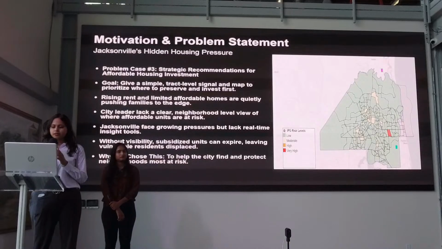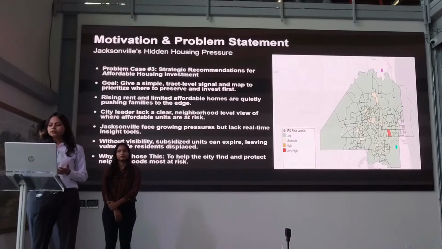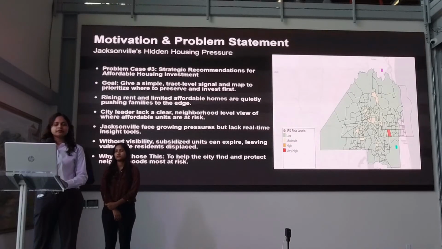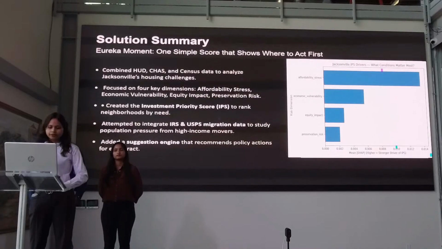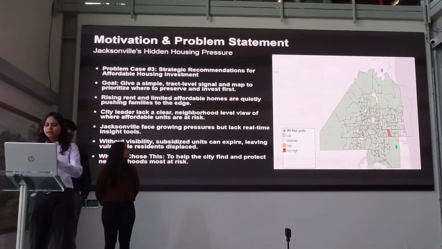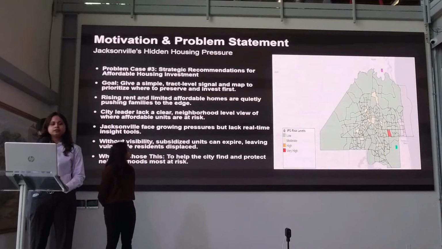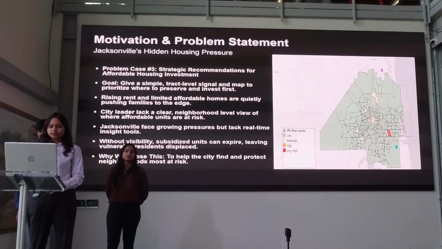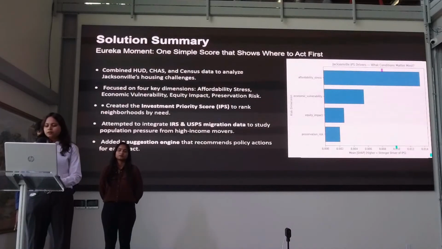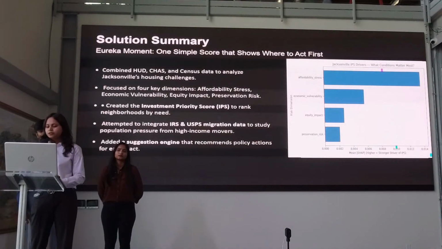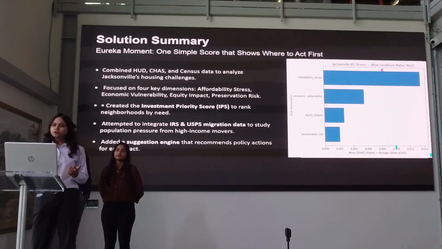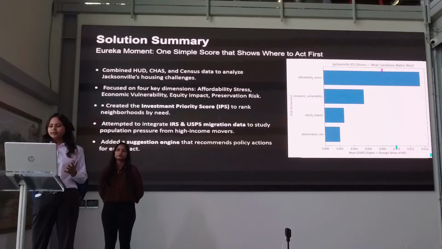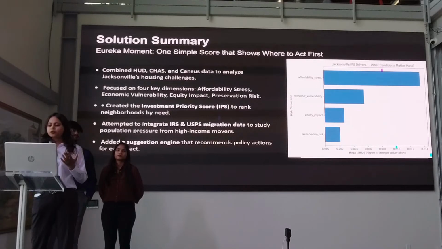And invest first. That's why we chose this problem: to help the city use its housing funds wisely and protect neighborhoods most at risk. The map shows green for low risk and red for very high risk. The higher the IPS, the more attention that tract needs. We also trained a small AI model to show which areas need more.